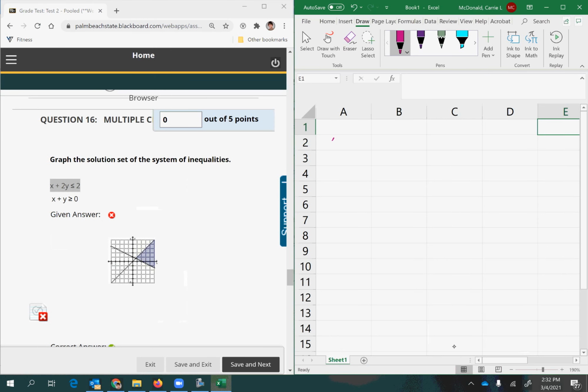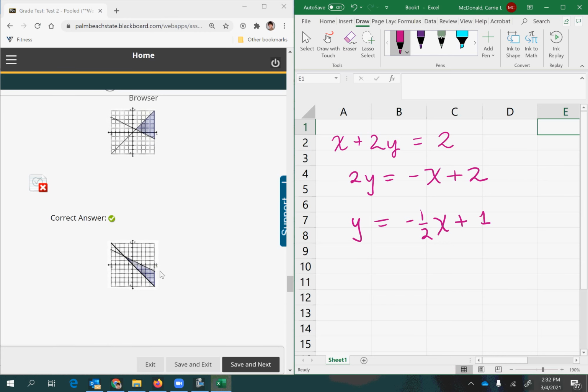Okay, so we're going to first take x plus 2y, and we're just going to set it equal to 2 for a moment so we can graph just the line part of it. So I'm going to subtract x on each side, so I'll have 2y equals negative x plus 2. Then I'm going to divide by 2 on each side, so I'll have y equals negative 1/2 x plus 2 divided by 2 is 1. So this is my y-intercept, so that would go for the first line. The y-intercept is 1. Oh, I can't write on that. I have to make a picture of it.